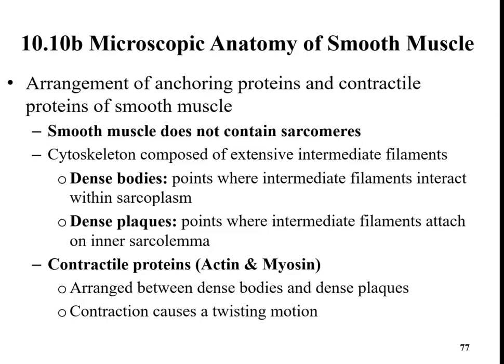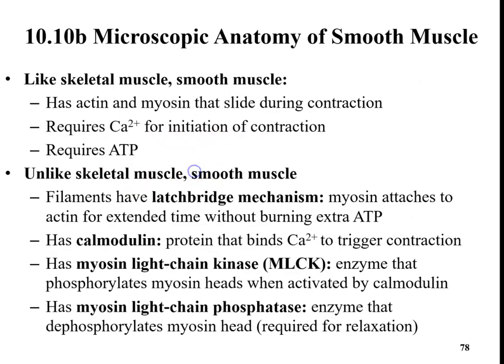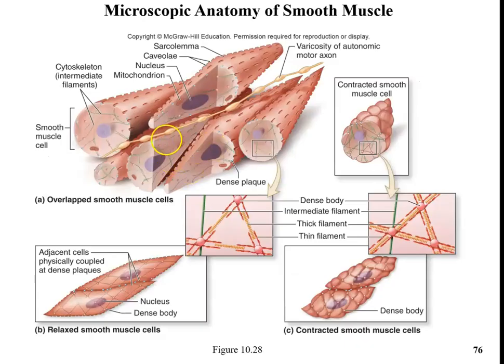Cytoskeleton of smooth muscle cells is going to be composed of extensive intermediate filaments. We said dense bodies are going to be points where intermediate filaments interact within the sarcoplasm. And dense plaques are going to be points where the intermediate filaments attach on the inner sarcolemma. So here, the dense body, you can see the intermediate filaments attaching.